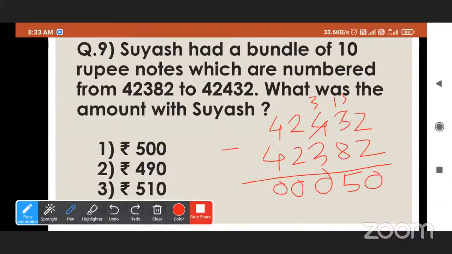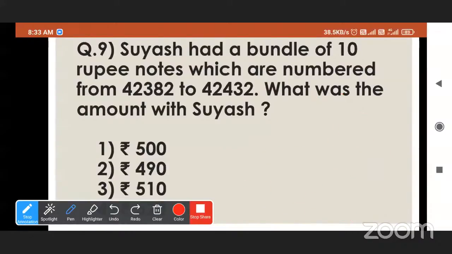So see here, the total number of notes is 50. And we have to add 1 also. That is 51. So this is the bundle of 10 rupee notes. So 51 multiplied by 10 is 510. So which option is right? Third one is right answer.